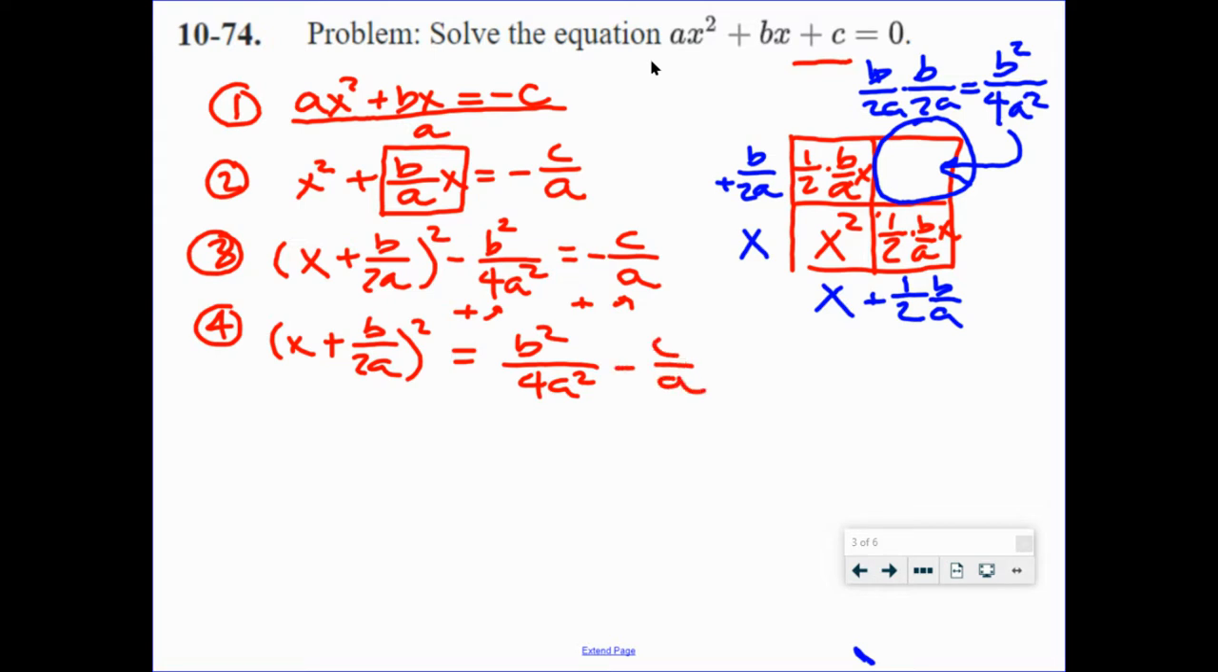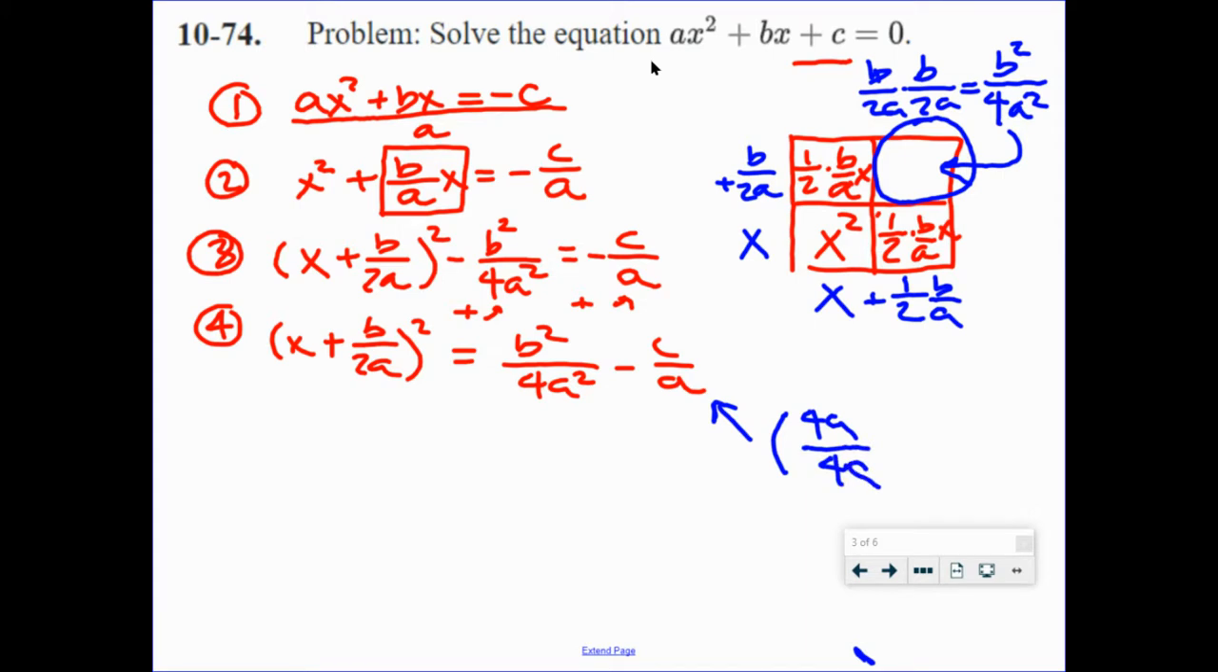All right, and I want to add these together, right? I want to combine as many like terms as possible. So in order to add our b squared over 4a squared minus c over a, what do we have to do? When we're subtracting fractions, we need a common denominator, right? Fraction busters. So I'm going to multiply this guy, this negative c over a, by 4a over 4a.